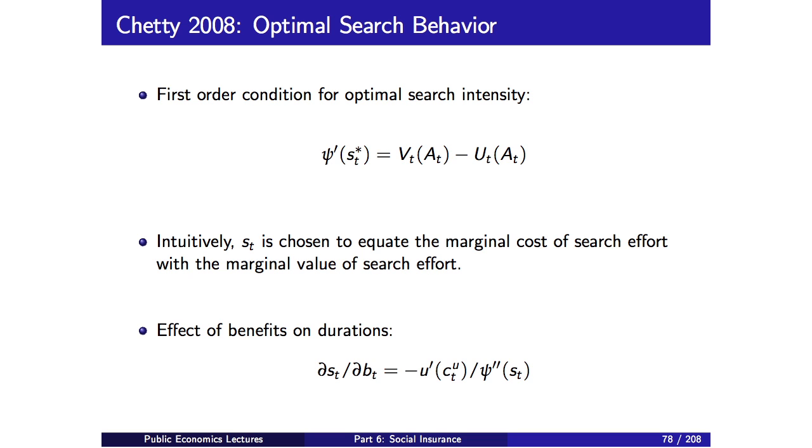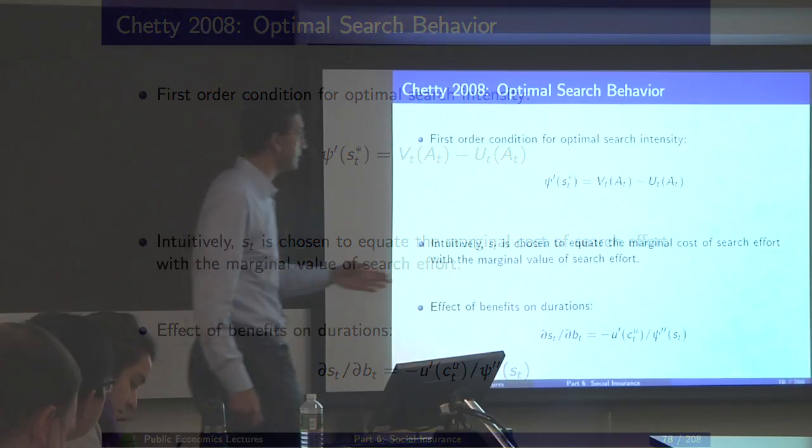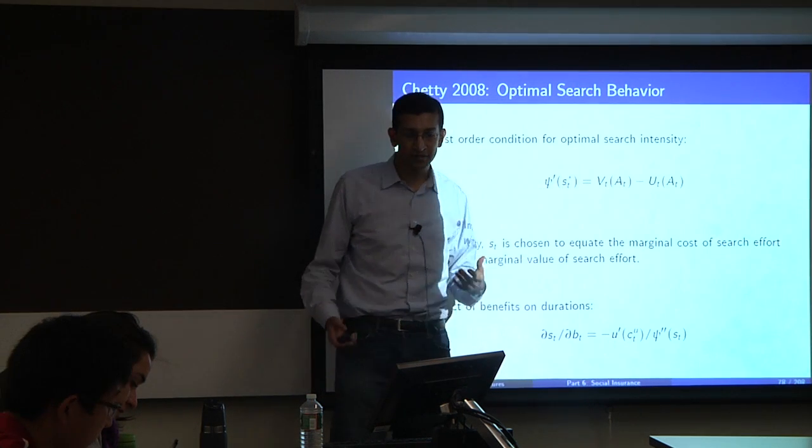All right, so the first thing we start from is a condition that we know has to hold at the optimal level of search, which is this first order condition for optimal search intensity. And that's just differentiating this expression here and setting the derivative equal to 0. And so you get this first order condition that psi prime of s has to equal v minus u. So what's the intuition for that?